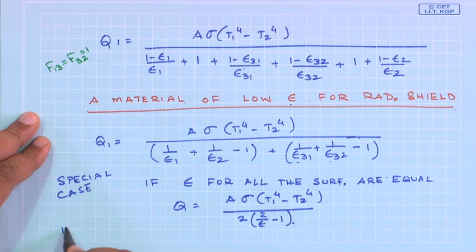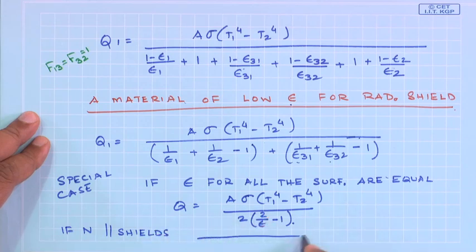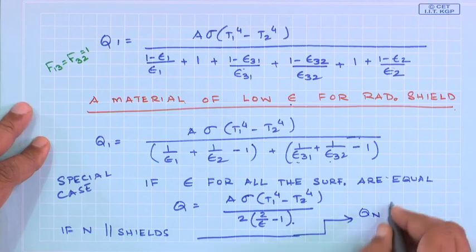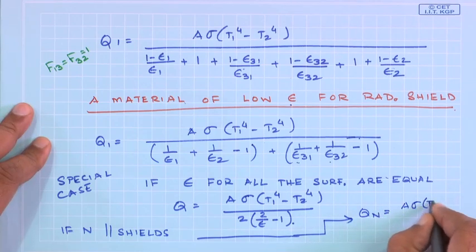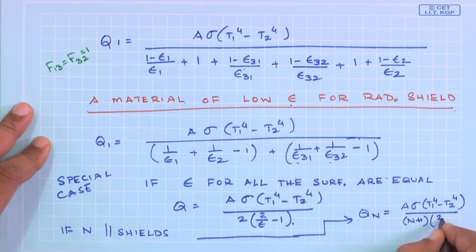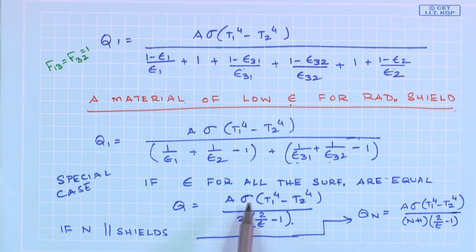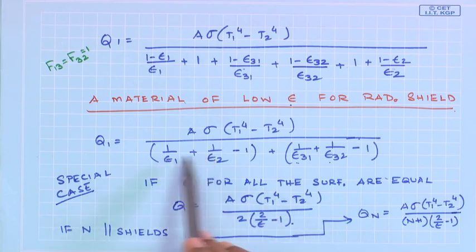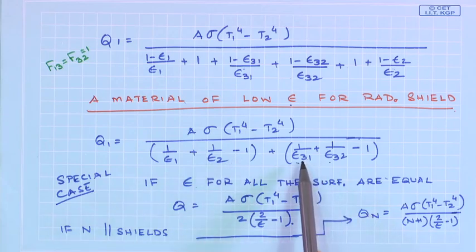Okay. So, if there are n parallel shells, then this can be generalized as Q for n number of parallel shells is A sigma T1 to the power 4 minus T2 to the power 4 over n plus 1 times 2 by epsilon minus 1. So, if epsilon is the same, that is a special case, this part is simply going to be 2 by epsilon minus 1, and therefore, Q n, in the case of n shells, the formula is going to be this, where this is n plus 1 and this is 2 by epsilon minus 1.